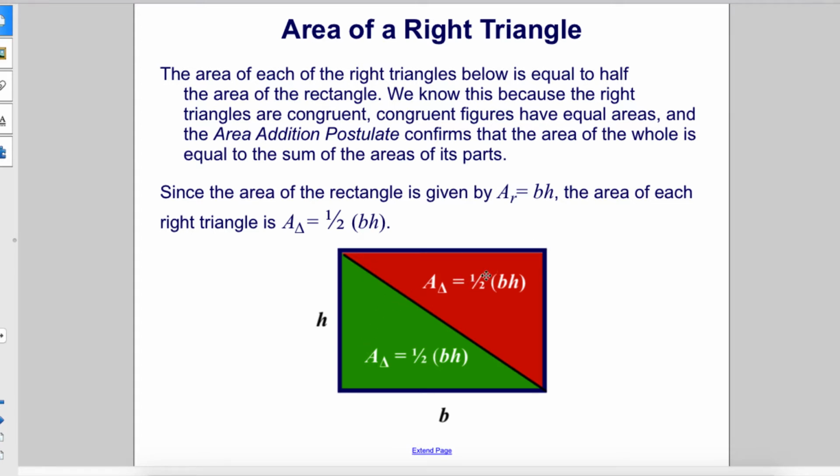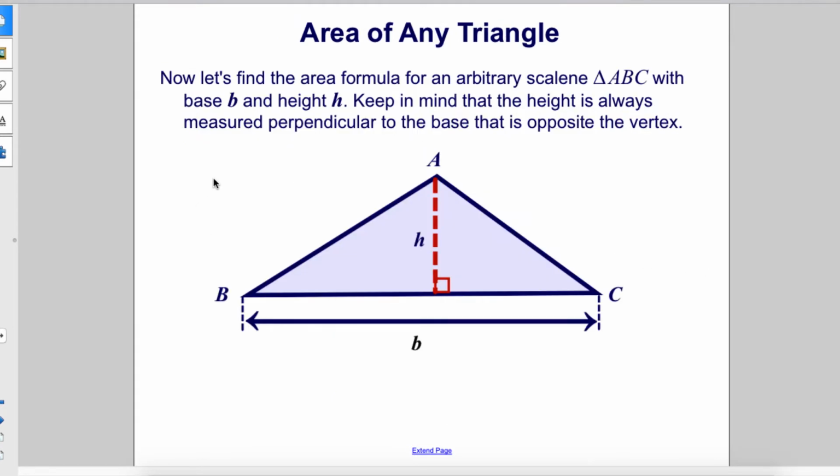Since the area of the rectangle is given by A equals BH, the area of each right triangle is A equals 1/2 times BH. Area of any triangle. Now, let's find the area formula for an arbitrary scalene triangle ABC with base B and height h. Keep in mind that the height is always measured perpendicular to the base that is opposite the vertex.